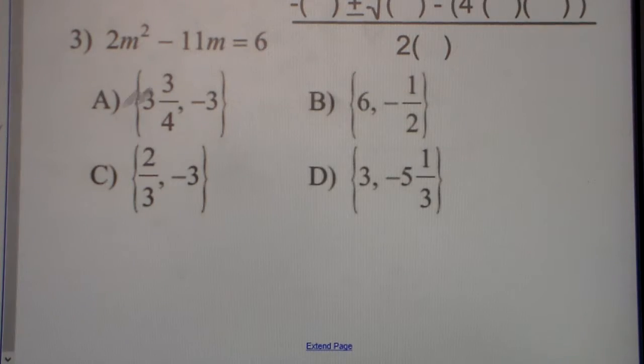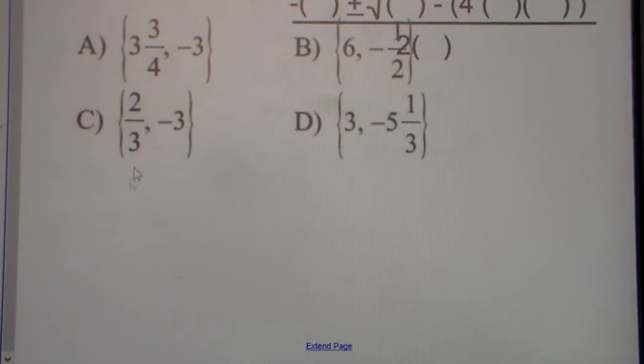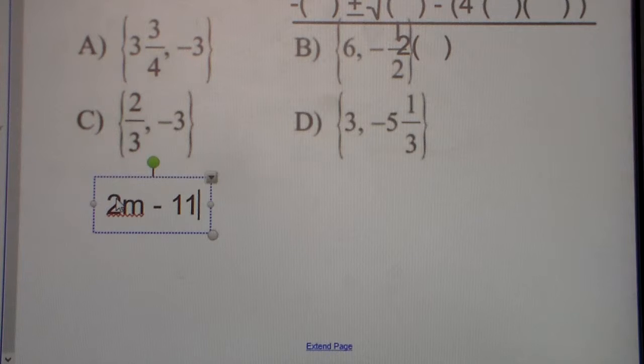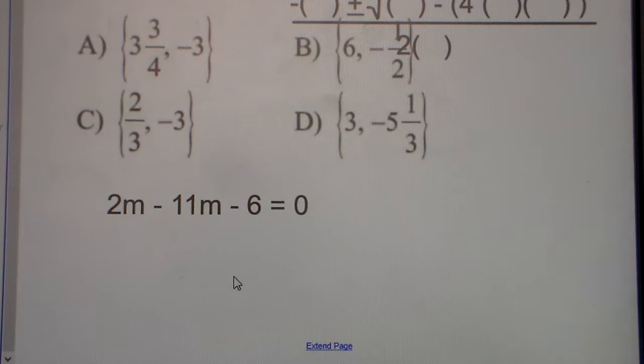Let's move on to problem number 3. Problem number 3 says 2m squared minus 11m equals 6. So we subtract 6 from both sides. And we're going to get 2m squared minus 11m minus 6, and that's going to be equal to 0. Put a little squared in right now for you, so it looks nice and pretty.